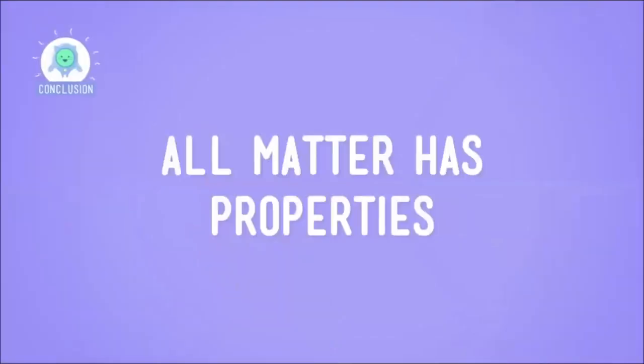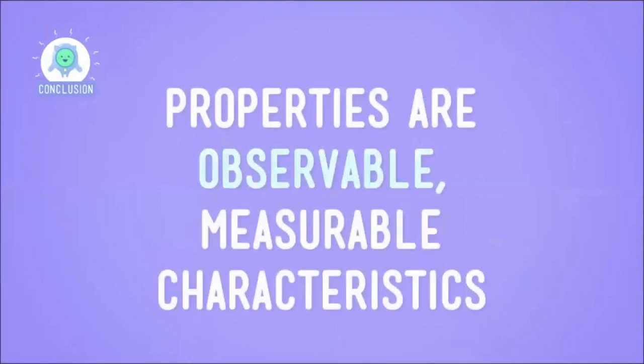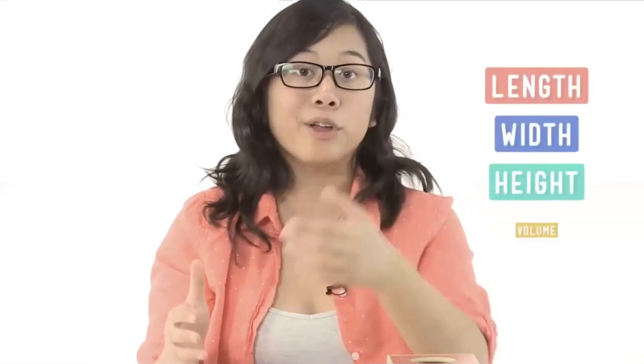So all matter has properties, and properties are observable, measurable characteristics that we can use to tell them apart. And we got to know some of the most common and useful properties that we can put a value or number on, like length, width, height, volume, and weight. So, hey, blocks. Not just for little kids, also super handy for doing science.